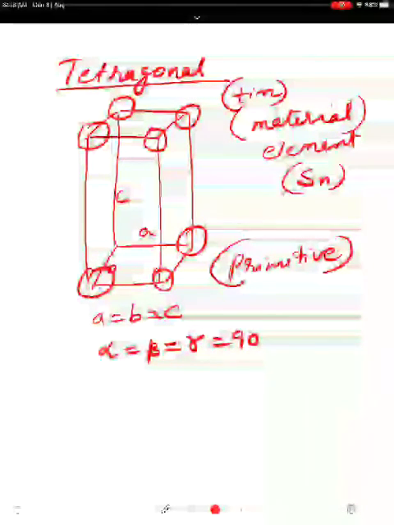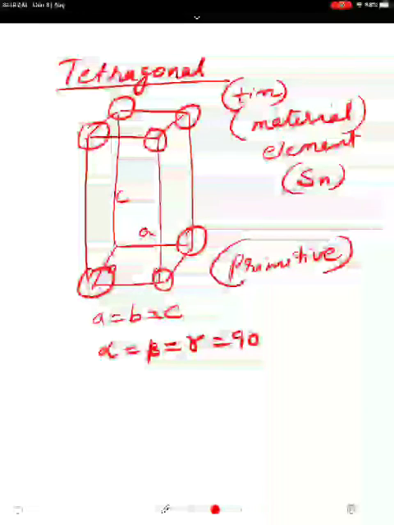So tetragonal is the second crystal system. There are 7 crystal systems, 7 shapes. Again and again I am telling, the first shape we have seen. This is the second shape. In the second shape, the primitive one we call tetragonal. Tetragonal means A is equal to B, which is not equal to C. Alpha is equal to beta is equal to gamma, which is equal to 90.